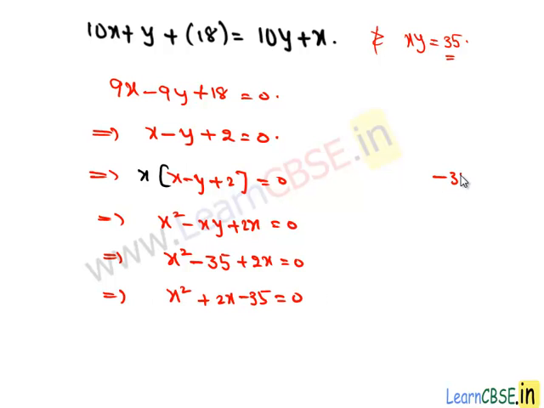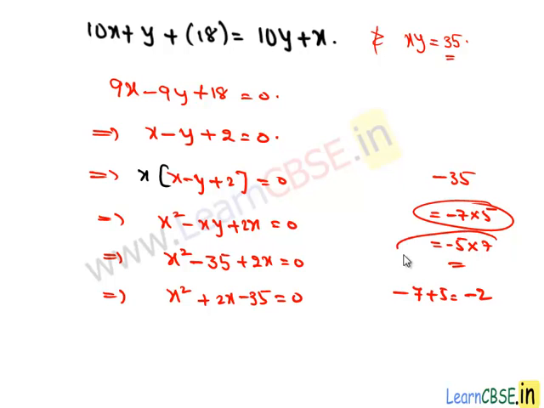Here we have the constant term negative 35. Its factors are negative 7 times 5 or negative 5 times 7. So when we add the factors negative 7 plus 5, we get negative 2, which is not equal to the coefficient of x. So we take the factors negative 5 and 7. Then we have x square negative 5x plus 7x negative 35 is equal to 0.